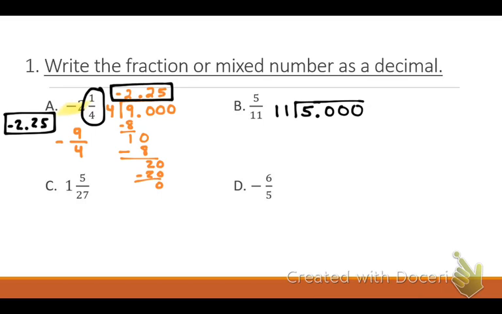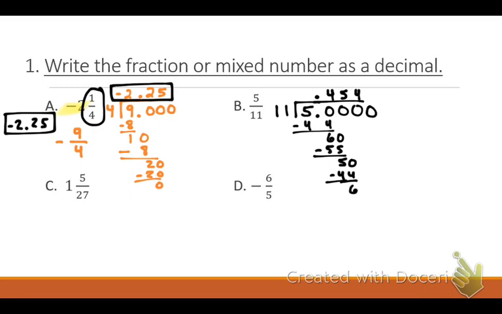Bring the decimal point where? Up. Very good. Can an 11 go into a 5? No. Can it go into a 50? How many times? 4 times. 4 times 11? 44. 50 minus 44? 6. Bring down the? 0. Can an 11 go into a 60? How many times? 5 times. 5 times 11? 55. 60 minus 55? 5. Can an 11 go into a 50? How many times? 4 times. 4 times 11? 44. 44 minus makes it a 6.